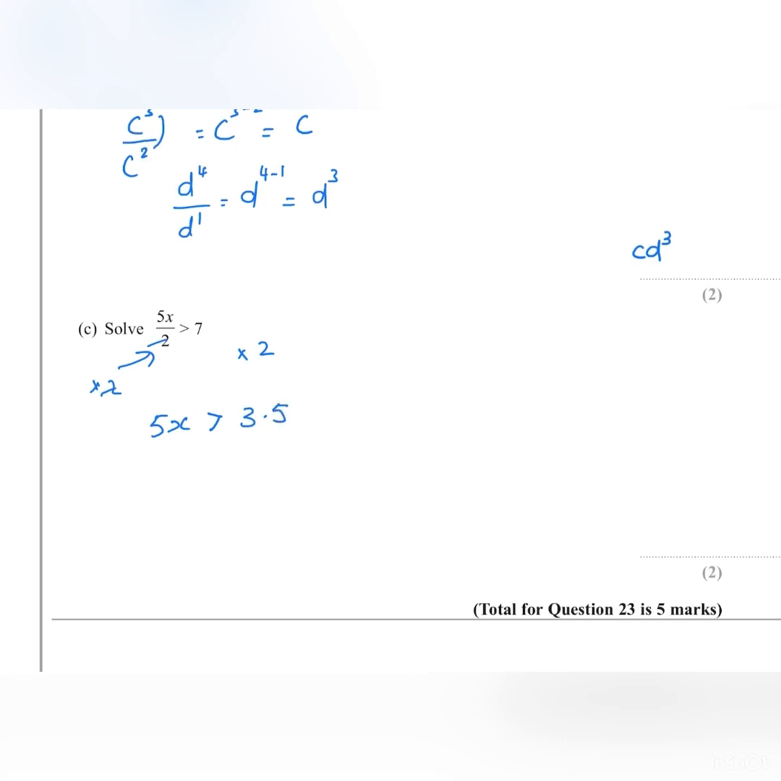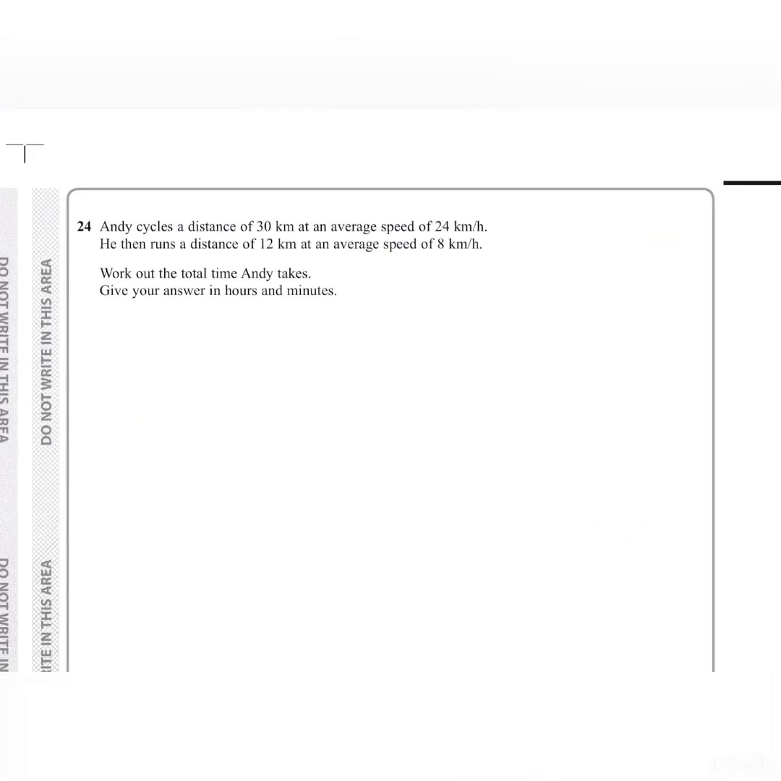Sorry, times by 2, not divide by 2. So 7 times by 2 is 14. And then divide by 5 and divide by 5. And that is x is bigger than 14 over 5. You can leave the answer as a fraction or turn that into a decimal. Both answers would be acceptable. Okay, right, moving on to the next question.